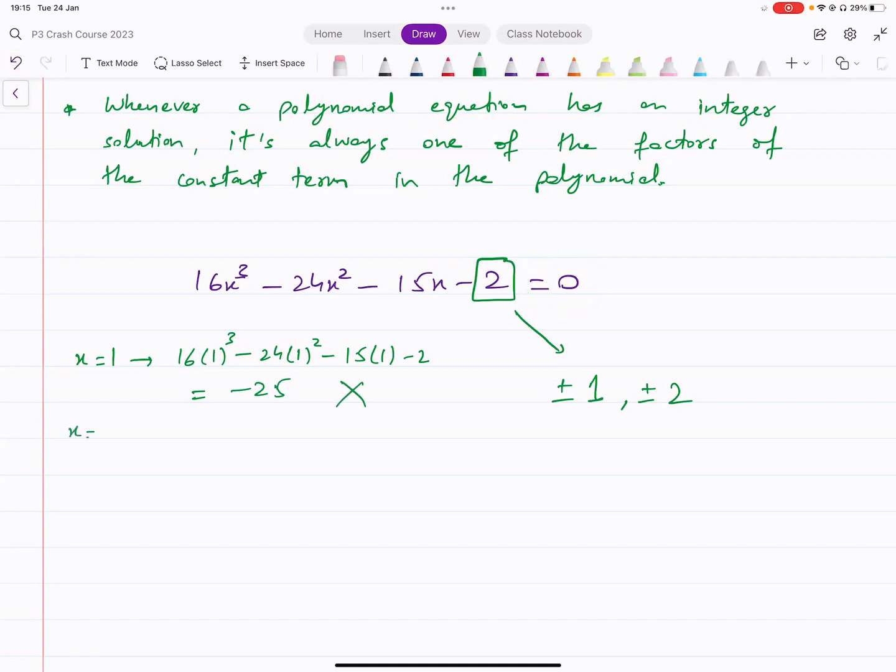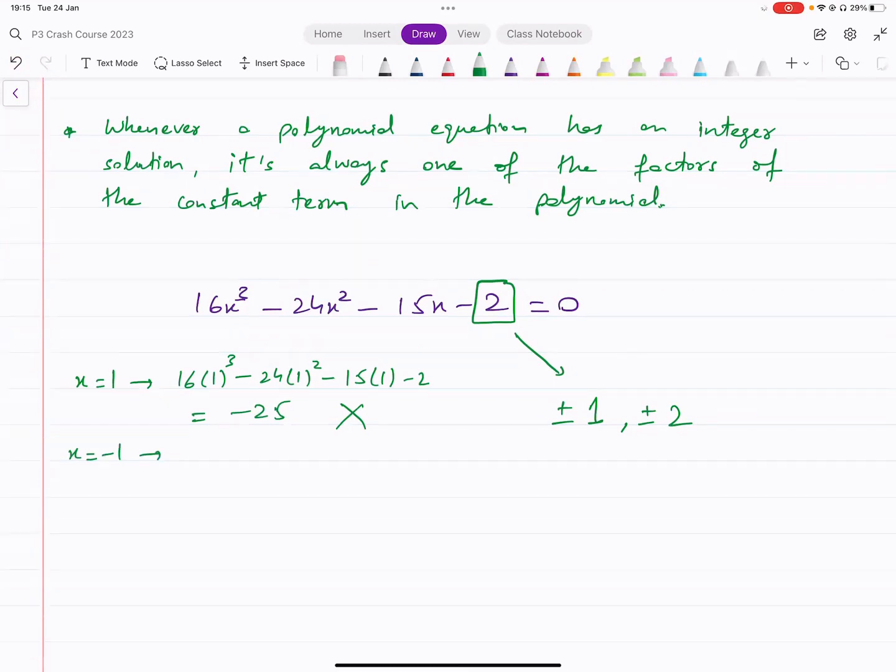You try another number, minus 1. Input minus 1 in this and see what that gives you. Minus 1 will give you minus 16, minus 24, that's minus 40, and minus 25, minus 2. No. Can somebody try this and let me know what you get from this? Minus 1. What does that give you? Is it minus 27?